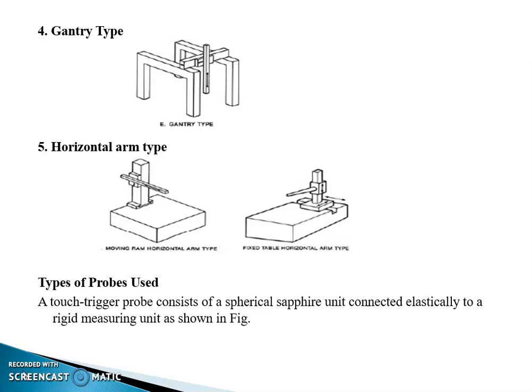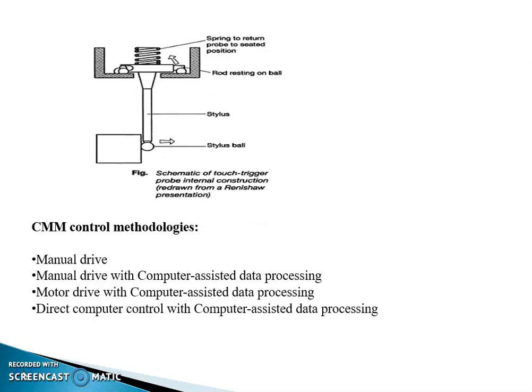In the next topic, we will discuss some different types of probes used. The main and regular probe is the touch trigger probe. This consists of a spherical sapphire unit connected elastically to a rigid measuring unit as shown in the figure. When the probe moves along the direction and touches a surface, the elastic construction deflects and triggers the measuring system. The trigger is basically an omnidirectional switch capable of detecting deflection in any direction.